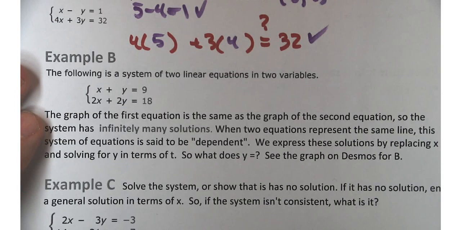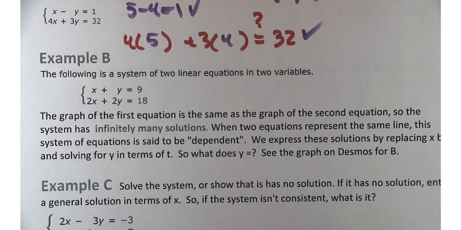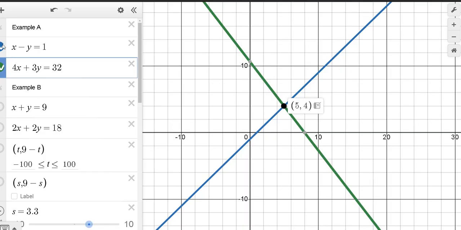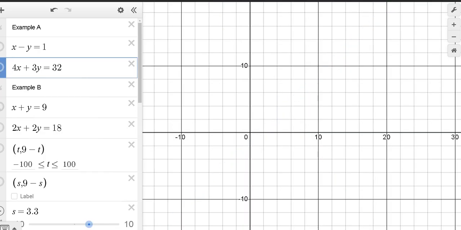What else can happen? Let's take a look at the next one. So we'll shut these two graphs off. I've got x plus y equals 9. Looks okay there. And then 2x plus 2y equals 18. So let's turn on that graph. And, oh, wait a minute. It didn't graph anything. Or did it?